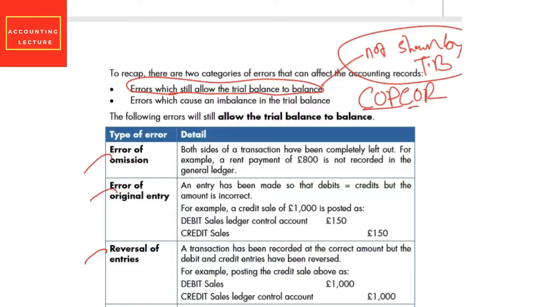COPCOR. Some people say it's Rob Cop. Whatever you say, let's go along with COPCOR. So COPCOR are the errors. If it happens, your trial balance will still balance, but you need to look for the errors and make it correct.